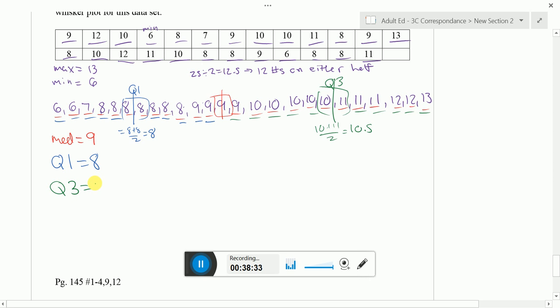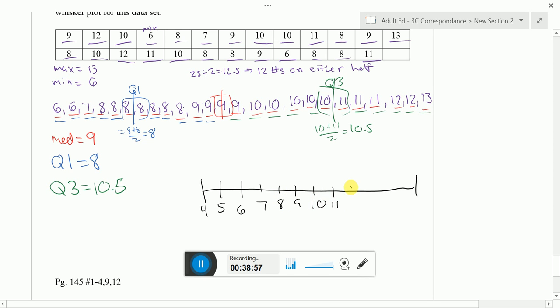Once we know our max, our min, our median, our Q1, and our Q3, we can draw our box and whisker plot. So to draw our box and whisker plot, we're going to start with the number line. On the number line, we're going to put our numbers, so 5, 6, 7, all the way up to at least 13. Again, with the box and whisker plot, you put a point for your smallest number, which is 6. You put a point at your max, which is 13.